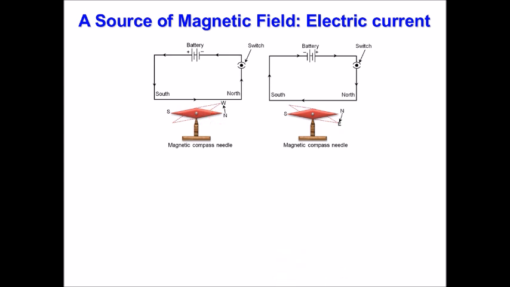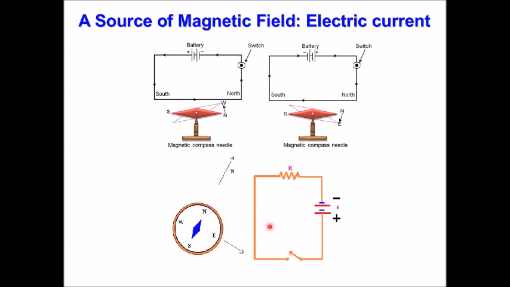Here we have a small animation of what is happening. When the switch is open, there is no current, and you see that the needle is in the north position. When we close the switch, the needle moves. Actually, the needle is aligned along a magnetic field line. So the magnetic field lines are in this direction, and it demonstrates that the magnetic field lines are circles around the current carrying wire.